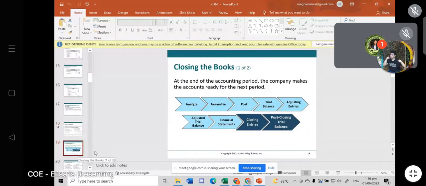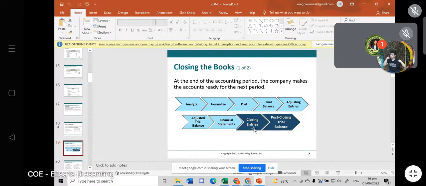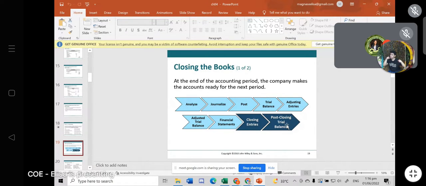Now, with that, let's go to another topic, which is closing the books. Normally, if you look at the schematic diagram, we are just done with the financial statement preparation, so the last topic that we need to complete is the closing entries and the preparation of the post-closing trial balance. Normally, the closing and post-closing trial balance are prepared at the end of the accounting period.